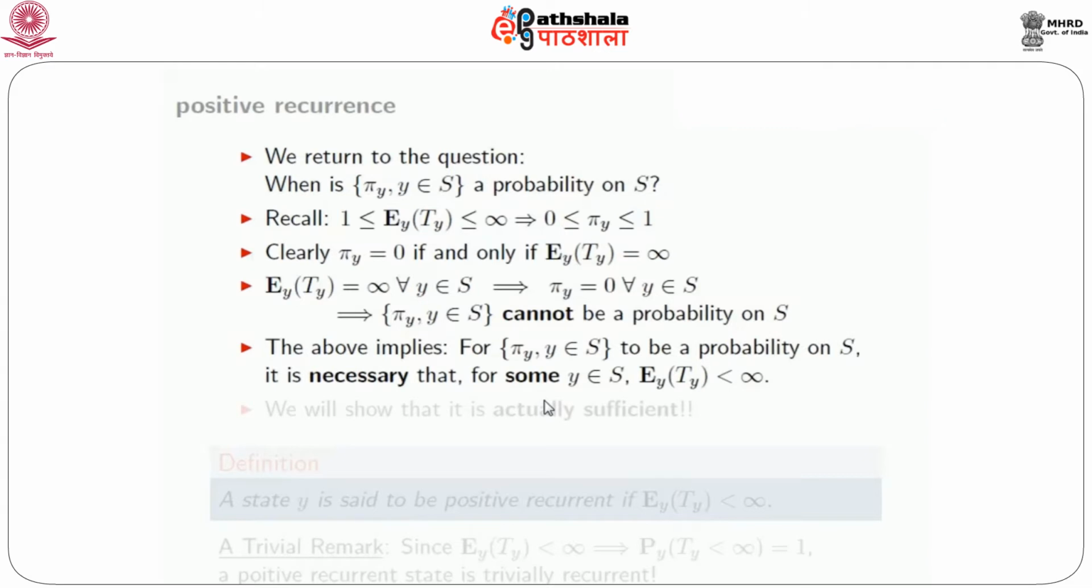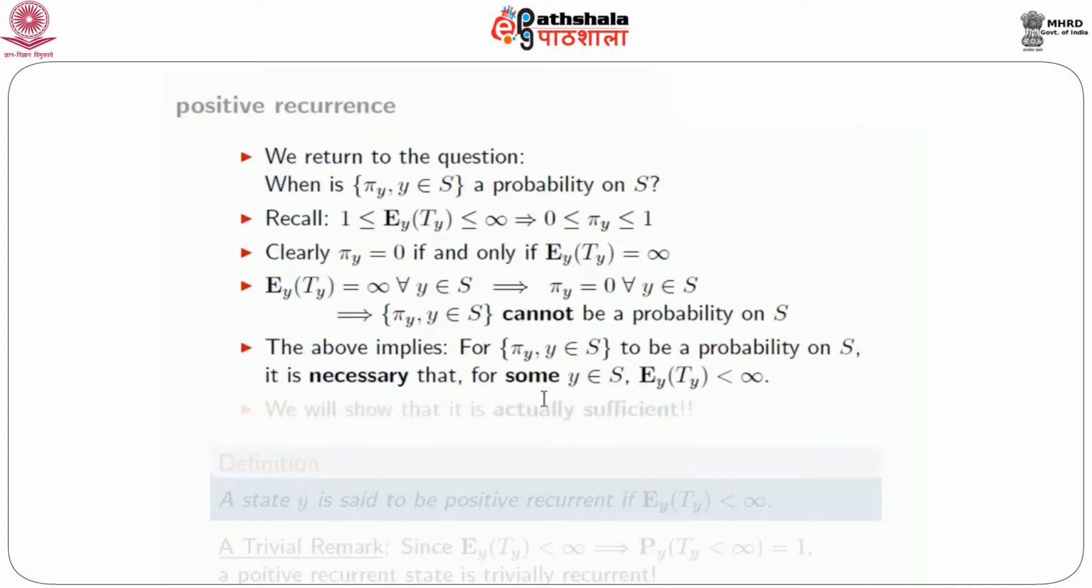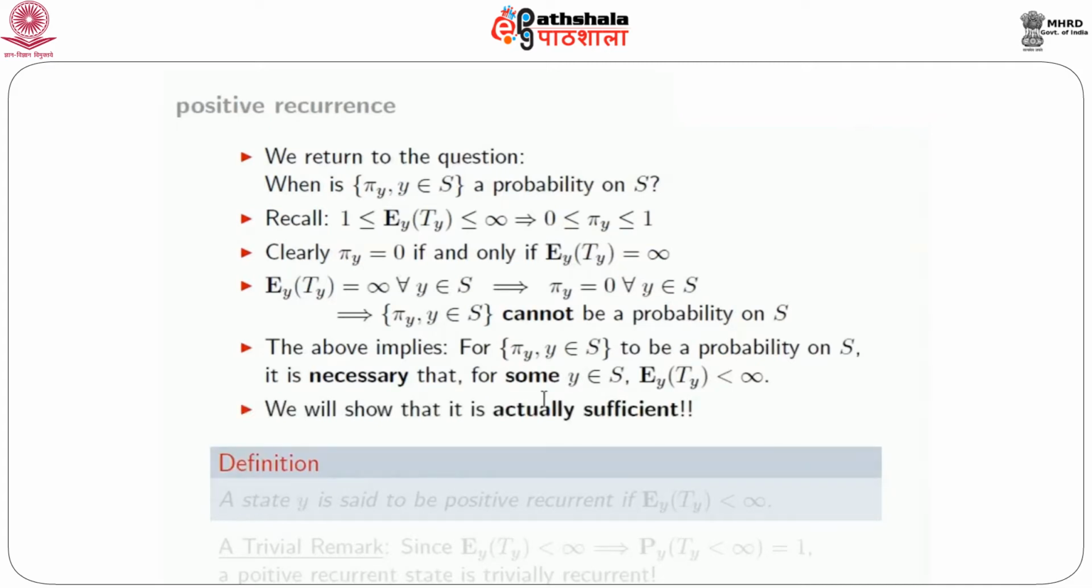So one thing is immediate: for π(y), y in S, this set of numbers to be a probability on S, you must have at least one y in S for which this expectation Ey[Ty] is finite. What we'll show is that this is actually sufficient. That is, if there is even one y in S for which Ey[Ty] is finite, which will force π(y) to be positive, even if this happens for only one y, we'll show that in that case the numbers π(y) do give a probability.